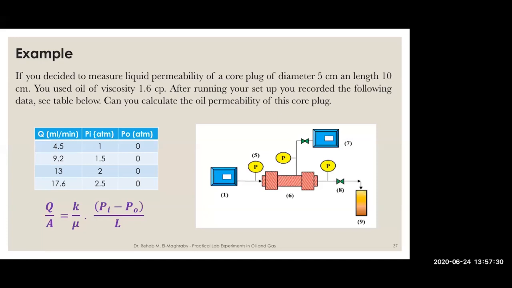So now calculate the oil permeability. How can we calculate this oil permeability? Again, it is Darcy's law, a linear function. You can plot Q over A on the y-axis and the pressure gradient on the x-axis, and through the slope you can get the permeability. But you have to adjust the given units.